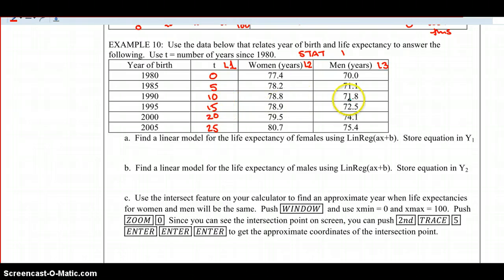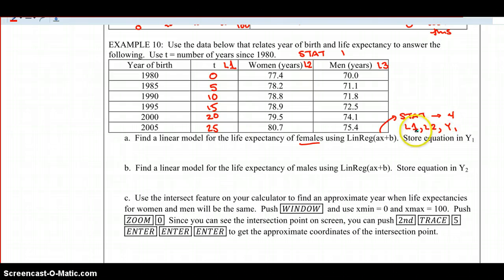Okay, so you should hit pause until you've got those 3 lists of data entered. So then, to find a linear model for the life expectancy of the females, we're going to use the linear regression feature on the calculator. To get that, we hit Stat and arrow over to Calculate, and it's next to button 4. We want to tell it to use list 1, because that's where our inputs are. The output for women is in L2, and we want it to store that equation next to Y1.